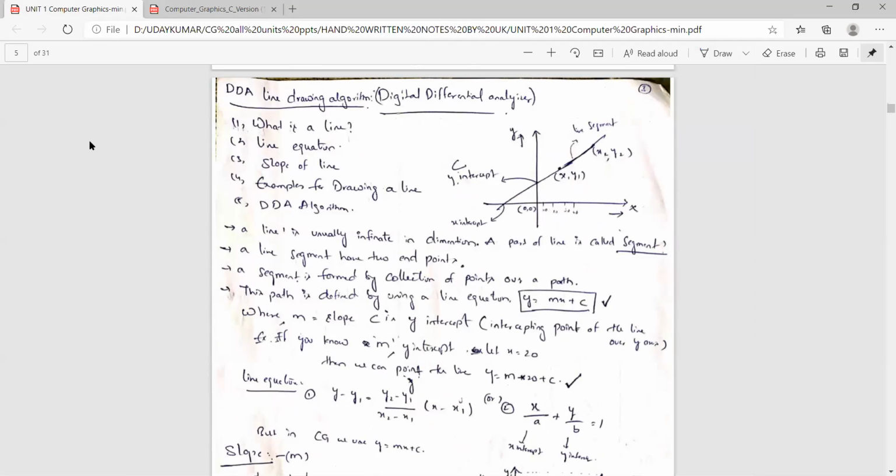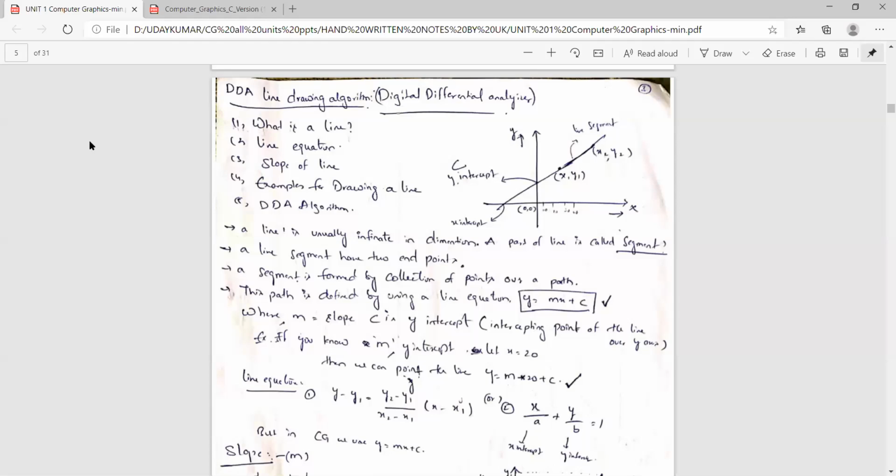Before going to the line drawing algorithm, we have to know some basics. What is a line? What is the line equation? What is the slope of the line? Then we will see examples of drawing a line, then the DDA algorithm. First we'll see what is a line.